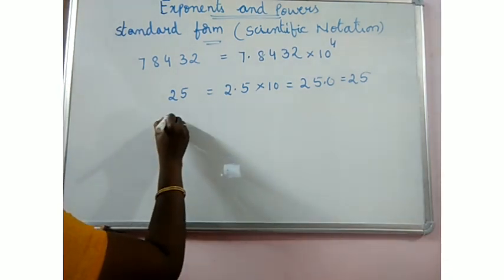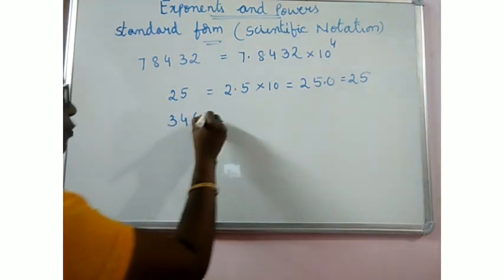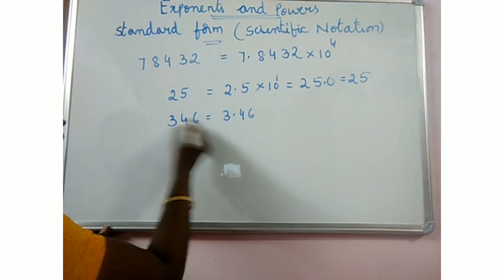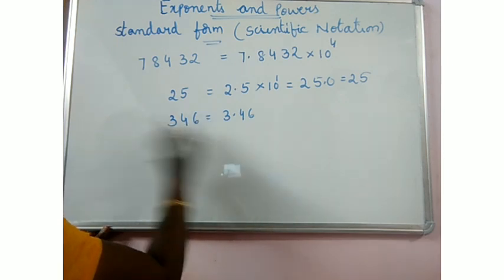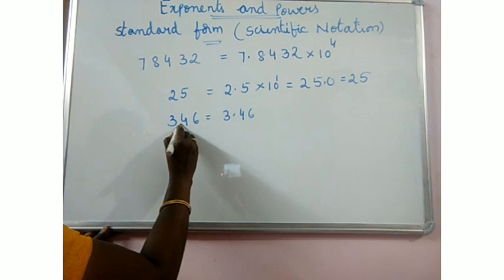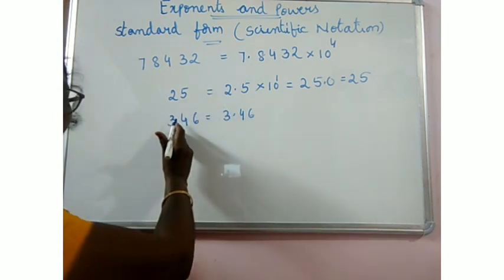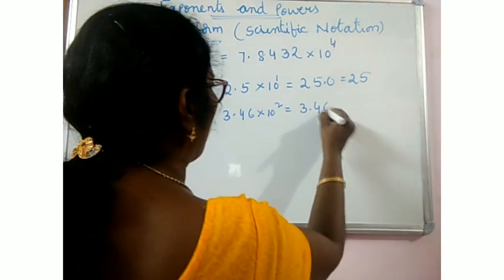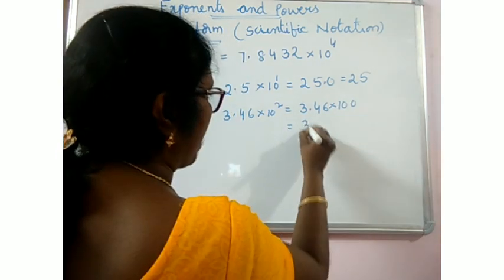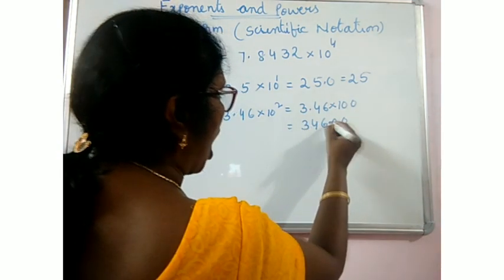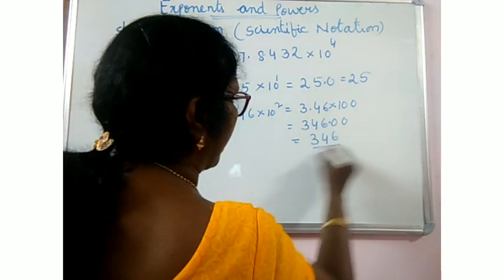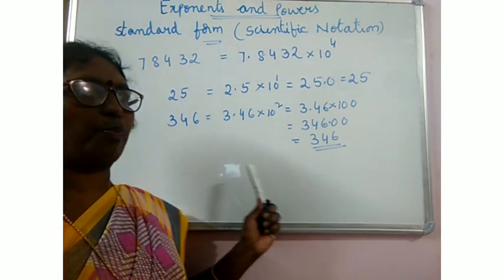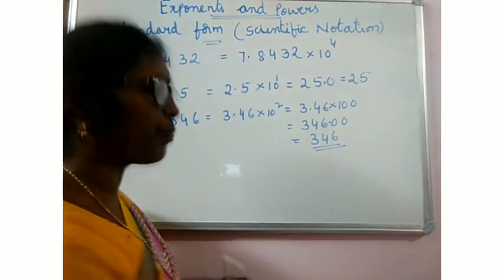One more example, a 3-digit number, 346. It becomes 3.46 into 10 to the power 2. There is no decimal, which means the decimal is at the end. I put the decimal after the 3, so it moved 2 places from right to left, so this is 10 squared. Let us check: 3.46 into 100 gives 346, moving the decimal 2 places. Yes or no? Now let me explain with a very clear example for many numbers.